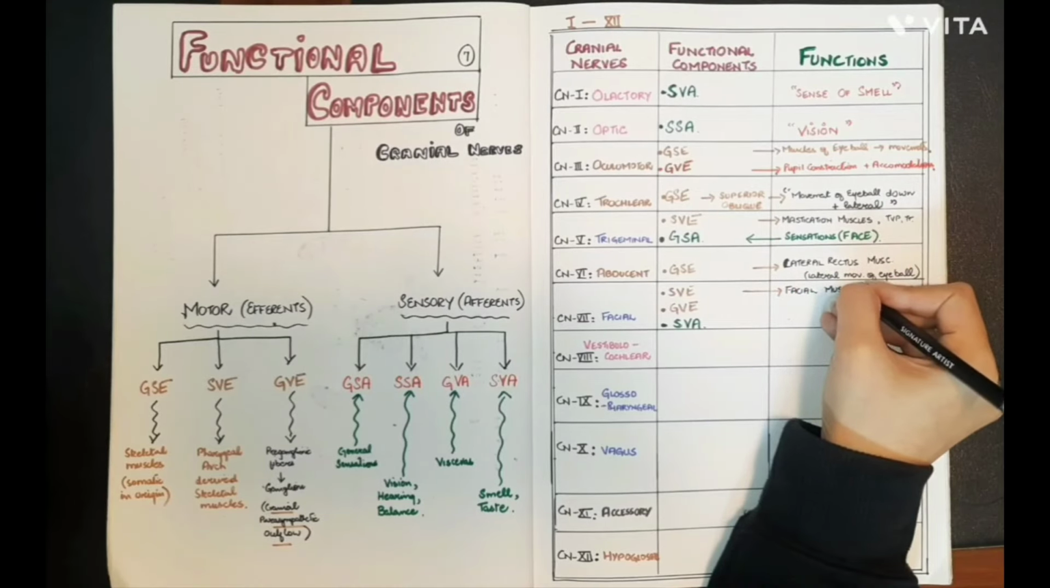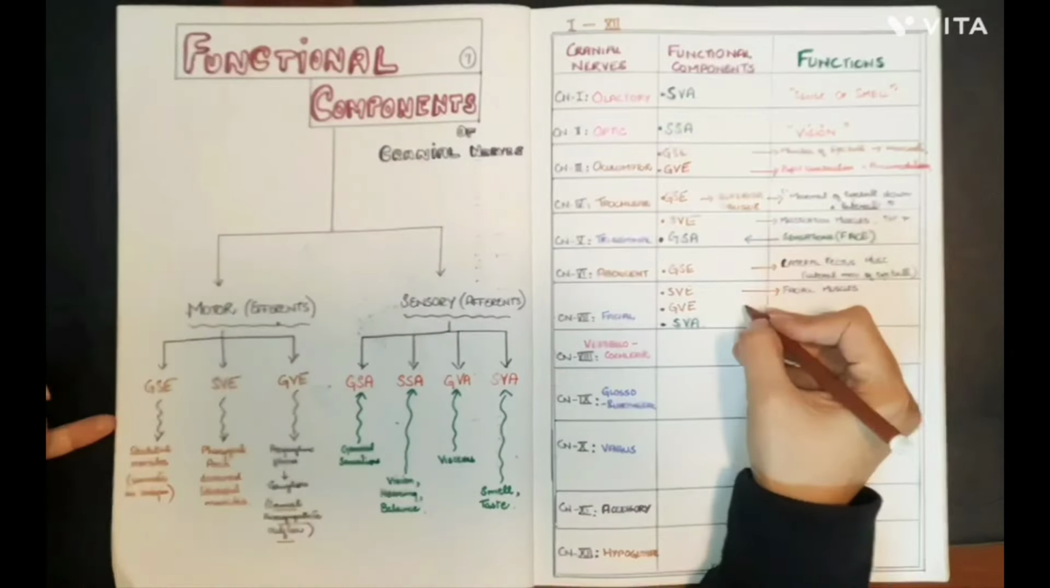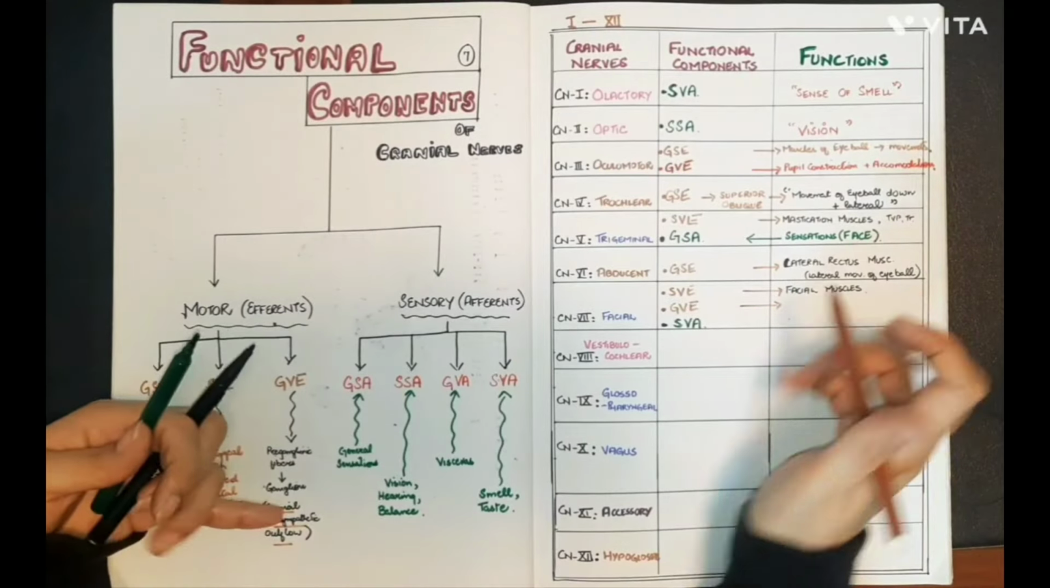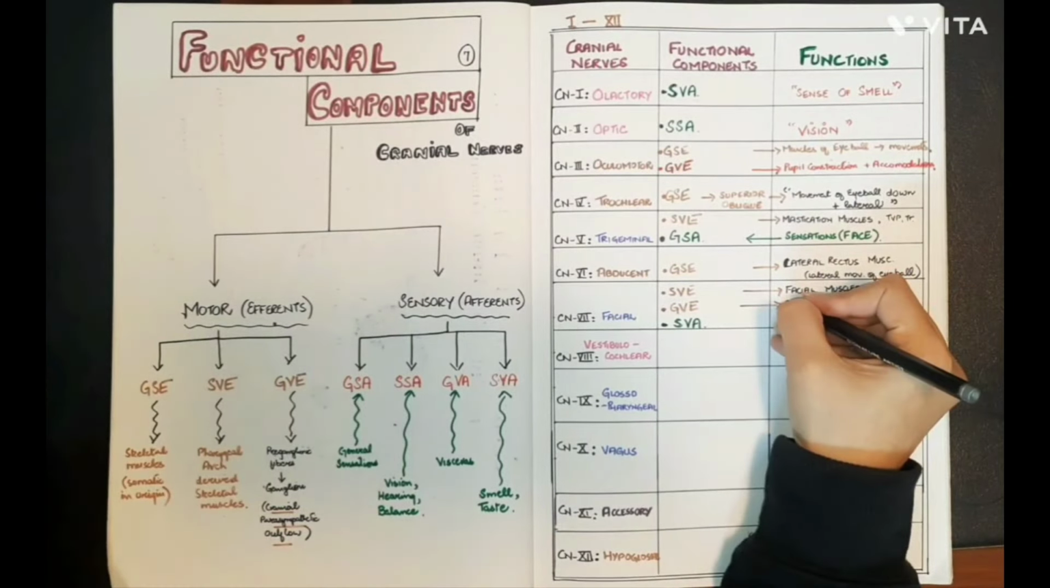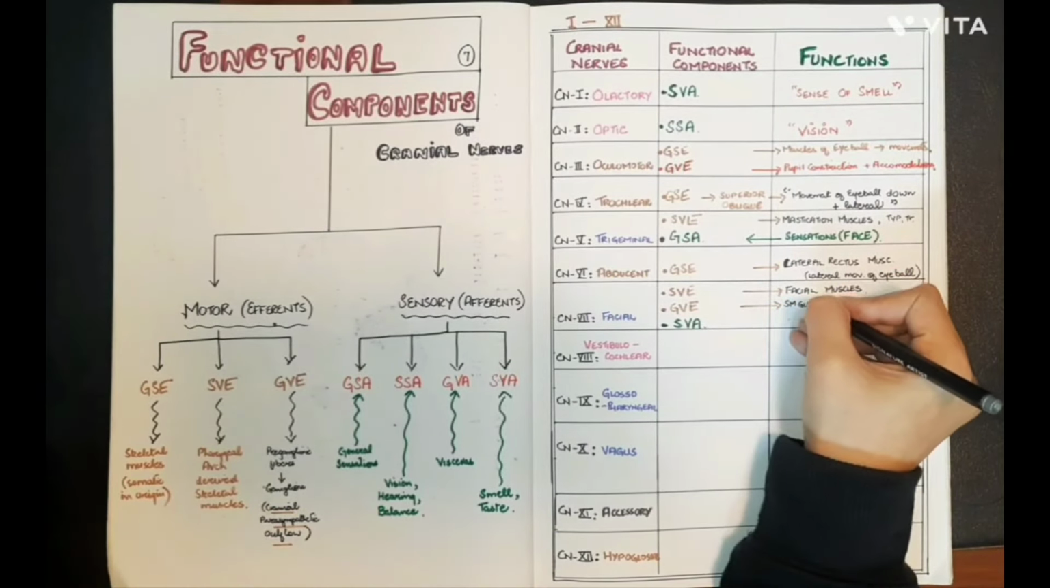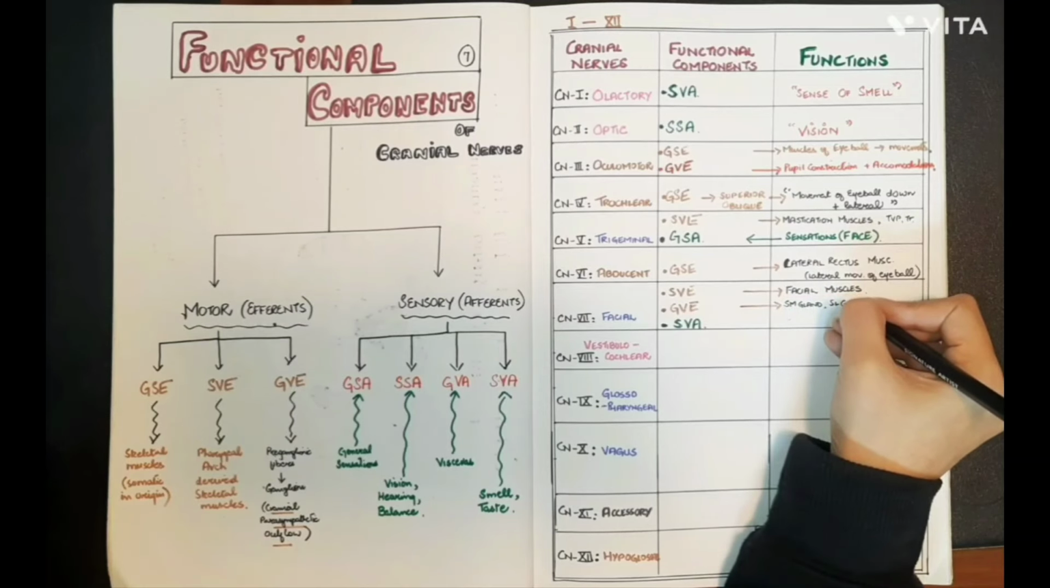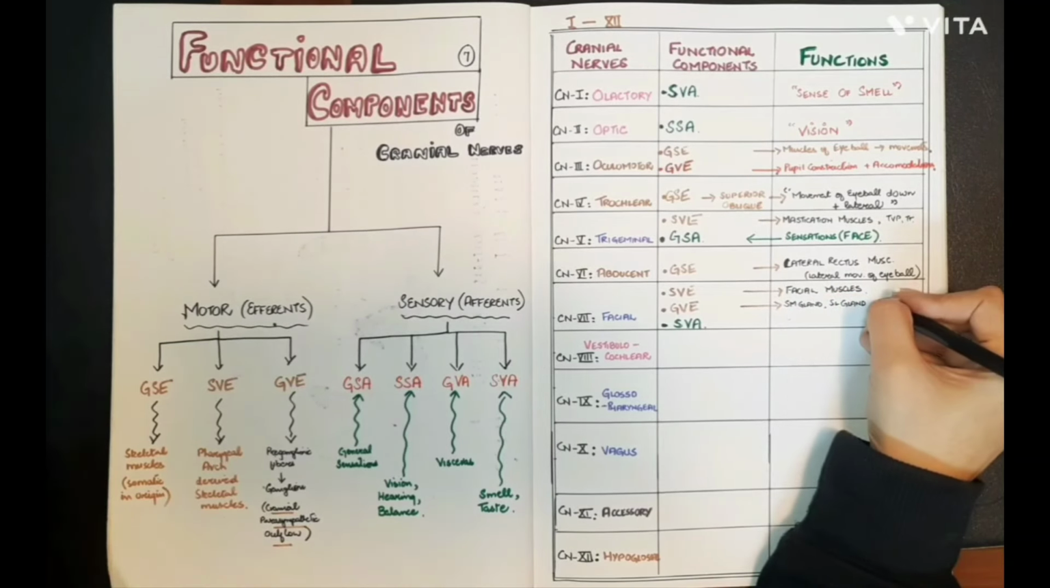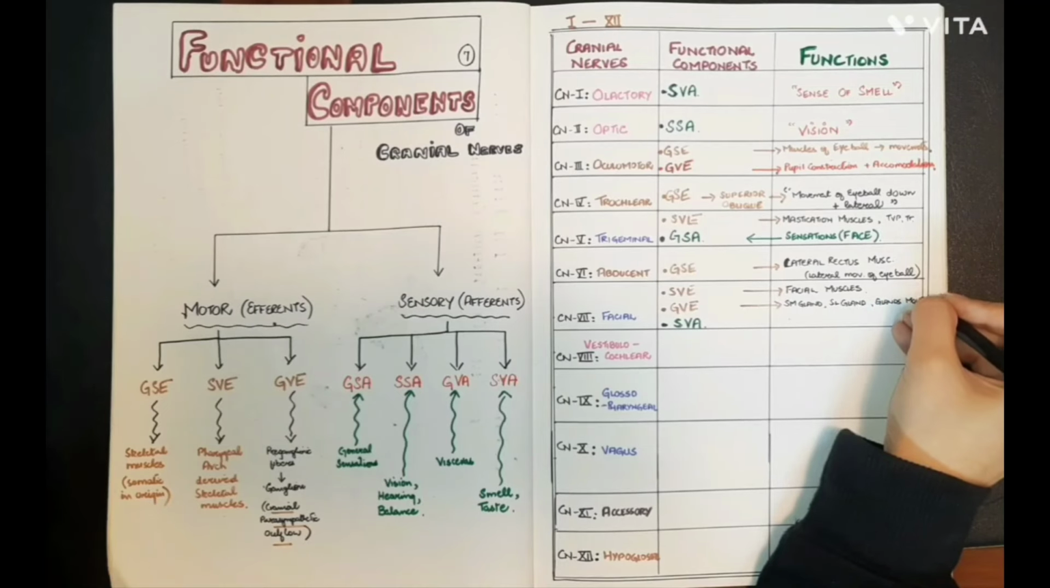our facial expression. The second motor component is the general visceral efferent component, by which the facial nerve sends preganglionic fibers to the different ganglia, ultimately supplying the submandibular, sublingual gland and the glands of the mouth and face after relaying in the submandibular ganglion and the pterygopalatine ganglion.